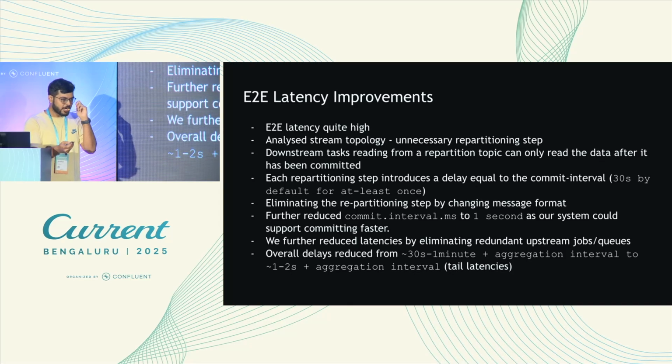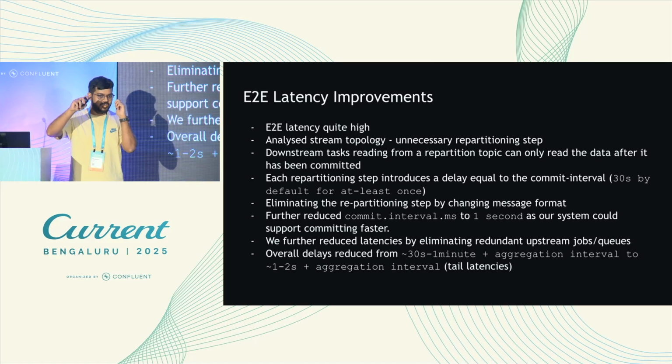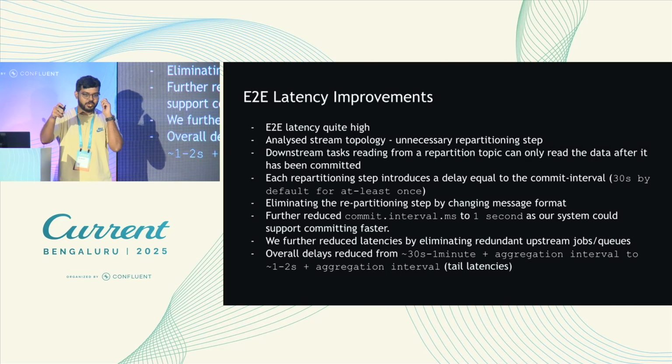So we had a repartitioning step. In Kafka Streams, if you are aware of what a repartitioning is, or in Flink, you have heard of a shuffle, or probably in the Spark world, you have heard of a shuffle. So, cool, I'll probably explain it in a bit.